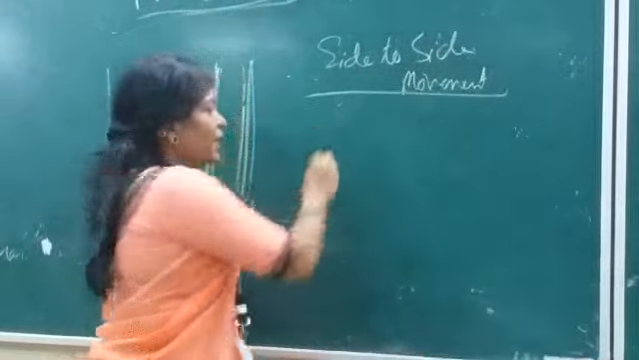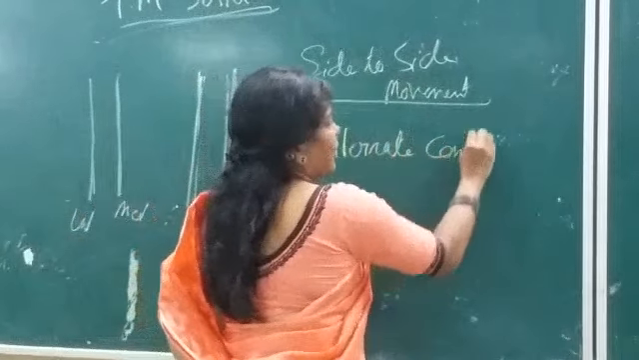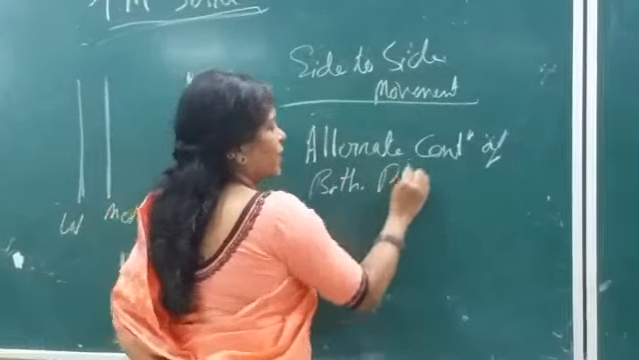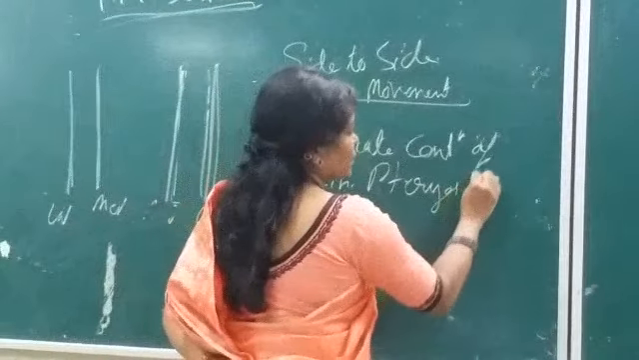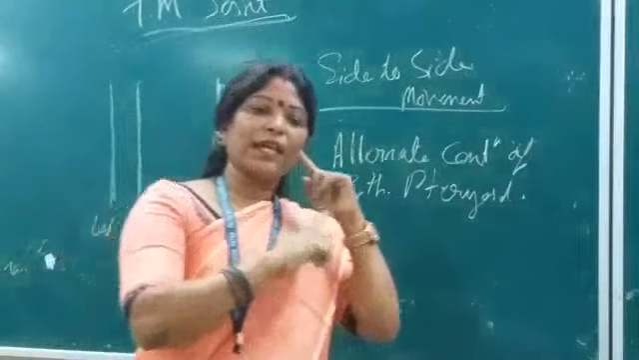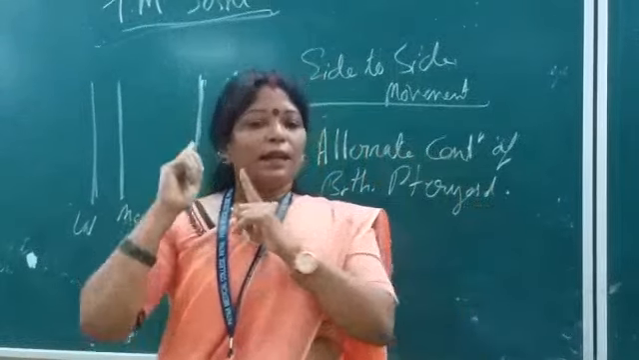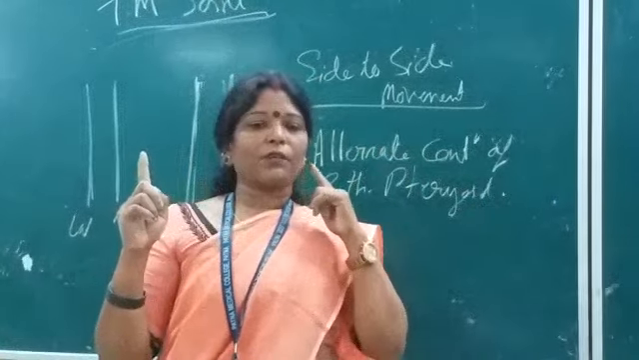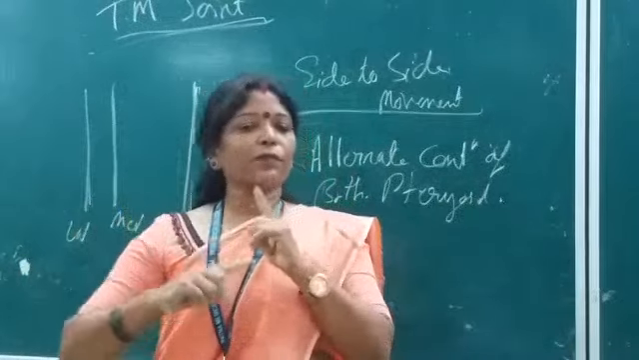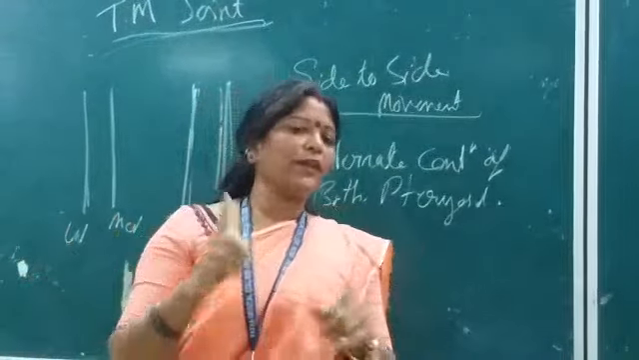What you will see? The alternate contraction of both the pterygoid muscles. When the lateral pterygoid of the left side along with the medial pterygoid of the right side contract, the chin will move toward the left side. Right lateral pterygoid along with the contraction of the left medial pterygoid, the chin will move towards the right side. That means when the chin moves towards a side, the lateral pterygoid muscle of that side is contracting. That point should be remembered.